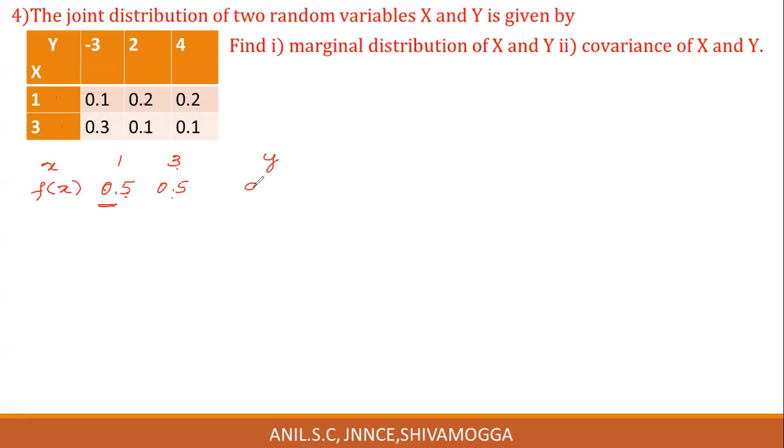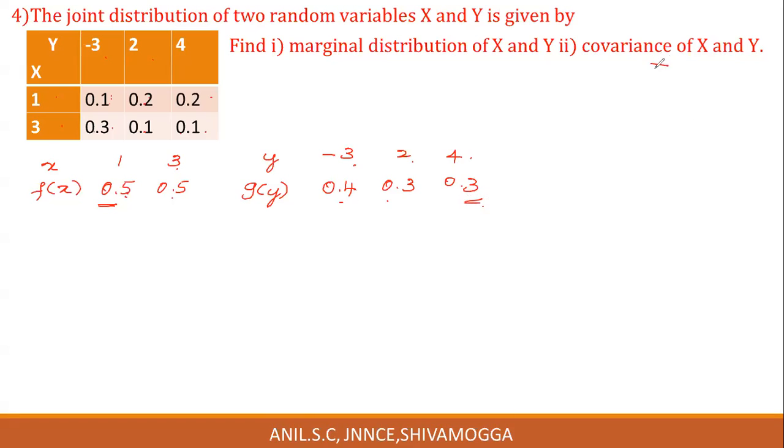Similarly, marginal distribution of y. Here y takes three values, minus 3, 2, and 4. Corresponding to this minus 3, 0.1 plus 0.3, that is 0.4. Corresponding to this 2, 0.2 plus 0.1, 0.3. Each of these three functional values are greater than 0 and their sum is equal to 1. This is marginal distribution of y.